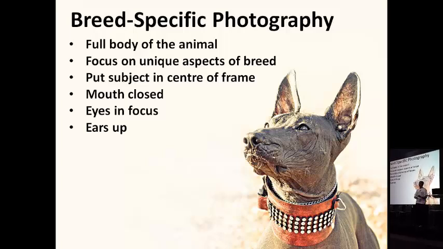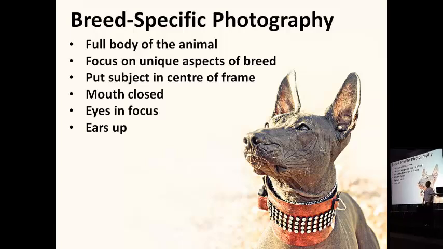Focus on the full body of the animal. Because if somebody wants to know what a breed looks like, I don't want just the head. I want to see what his body looks like. Does he have a tail? Is it a long tail? Is it a short tail? Does he have unique markings on his legs or on his body somewhere that makes that specific breed unique?